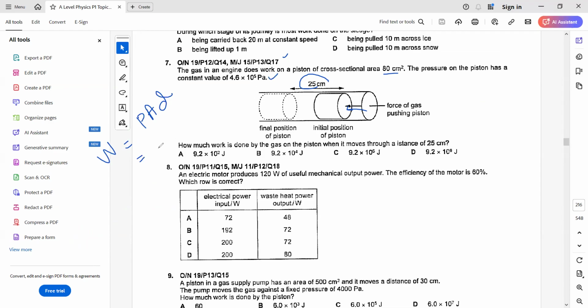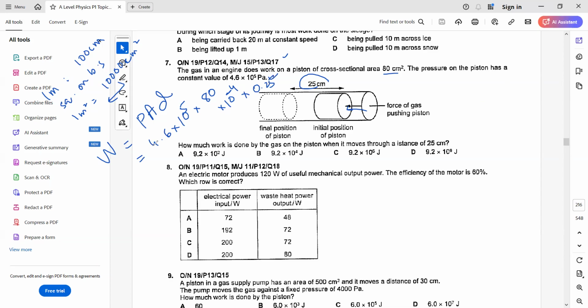Do we have pressure? Yeah, we have pressure. That's 4.6 exponent 5. Do we have area? Yes, we have an area, but it is not in square meters. It should be in square meters. So from 1 meter to 100 centimeters, right? If we want to relate squares, we can just do squaring on both sides. So this would be 1 squared meters equals 100 squared centimeters. So if we want to convert from centimeter square to meter square, we have to divide with this value. So it is going to be 80 exponent negative 4, right? So that's area. Displacement is given, that's 25 centimeters. That's going to be 0.25 meters.